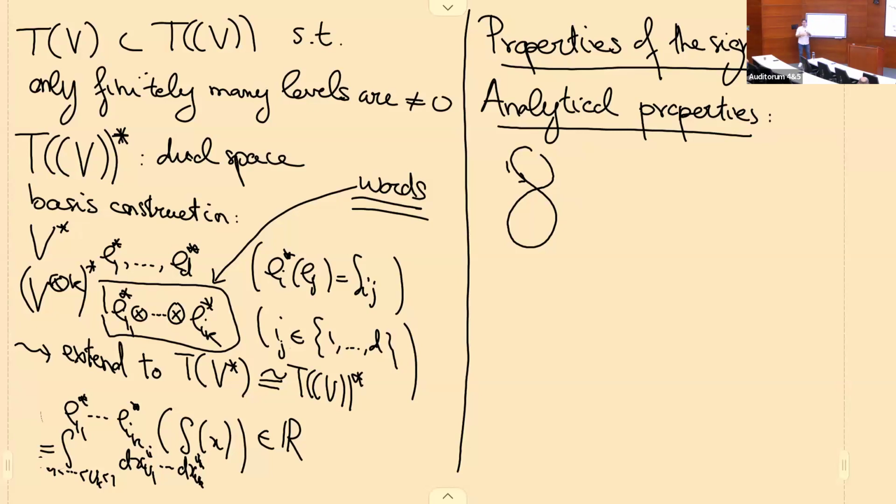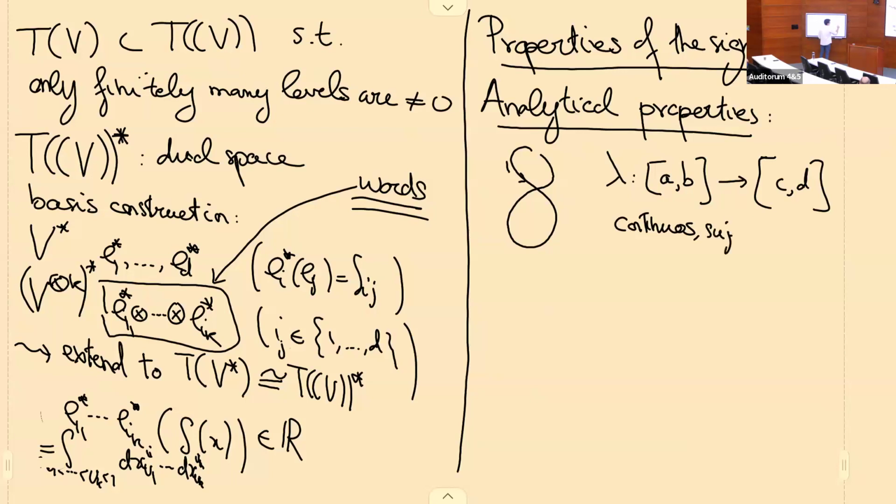Mathematically, these ways of reparametrizing paths can be defined as reparameterizations. These form a group of functions that map an interval [a,b] to an interval [c,d], which are continuous, surjective, and increasing. Okay, so this is a group of reparameterizations.